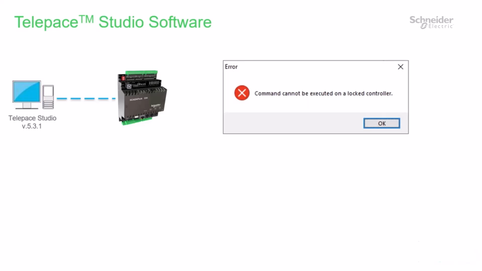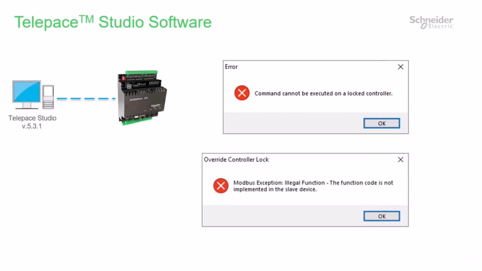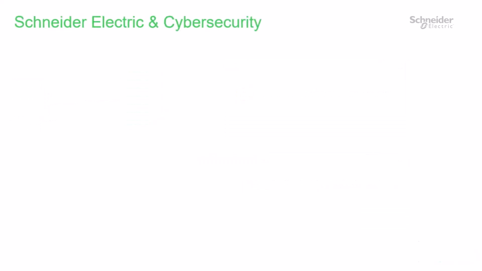And if you tried to override the controller lock using the existing locking commands in Telepace Studio, you would be blocked as well and presented with this message. This video will demonstrate how to resolve this issue and, more importantly, how to manage security locking on your new SCADAPack controller. But first, let me explain what this message means and the purpose of the new package label.